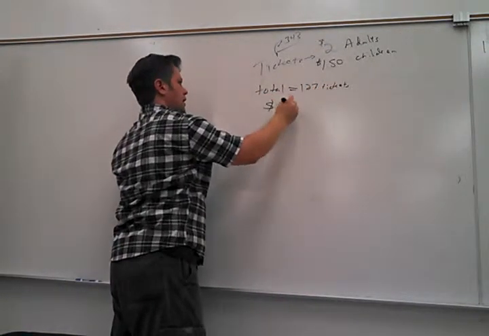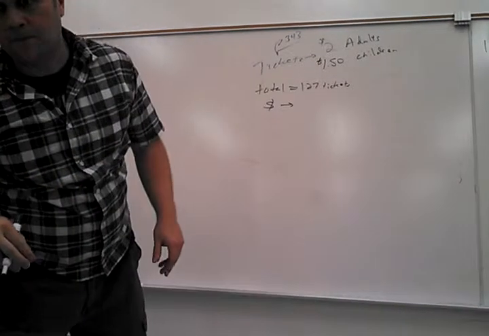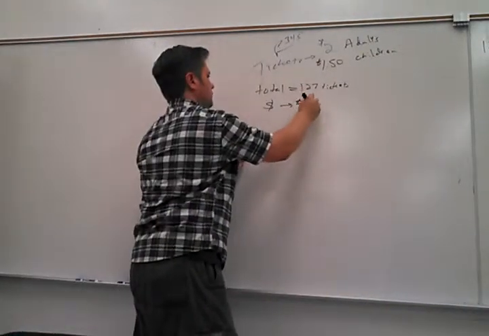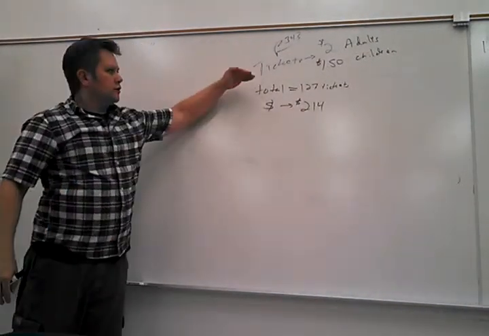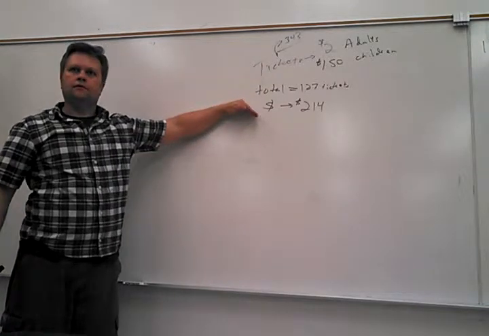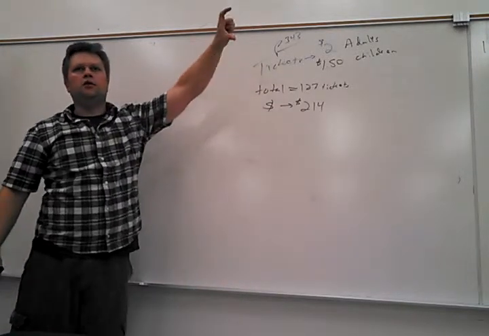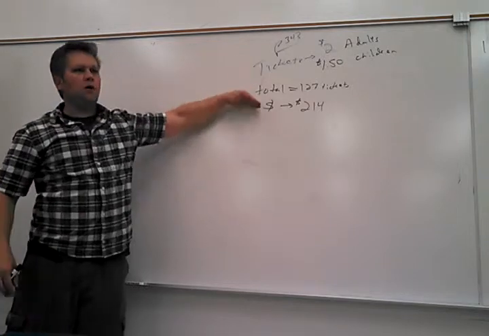and the money made was $214. Now, do you see how there's two ideas and there's two unknowns? So I can make two equations.